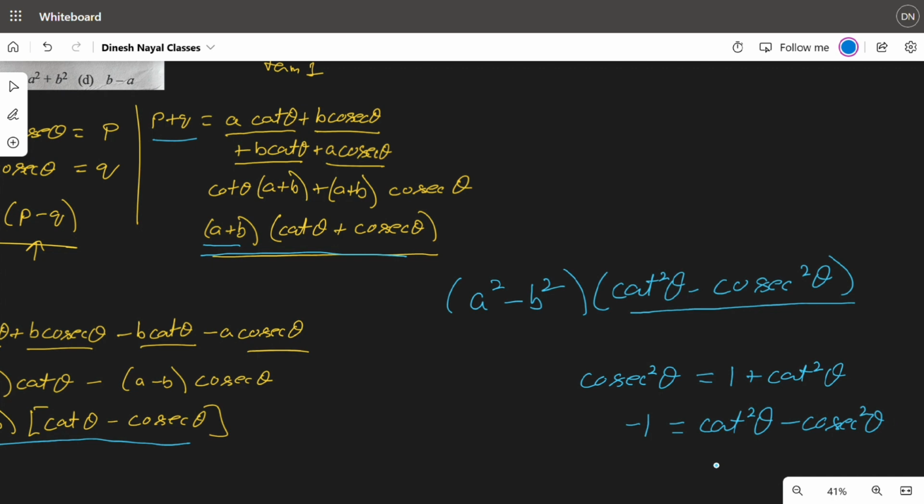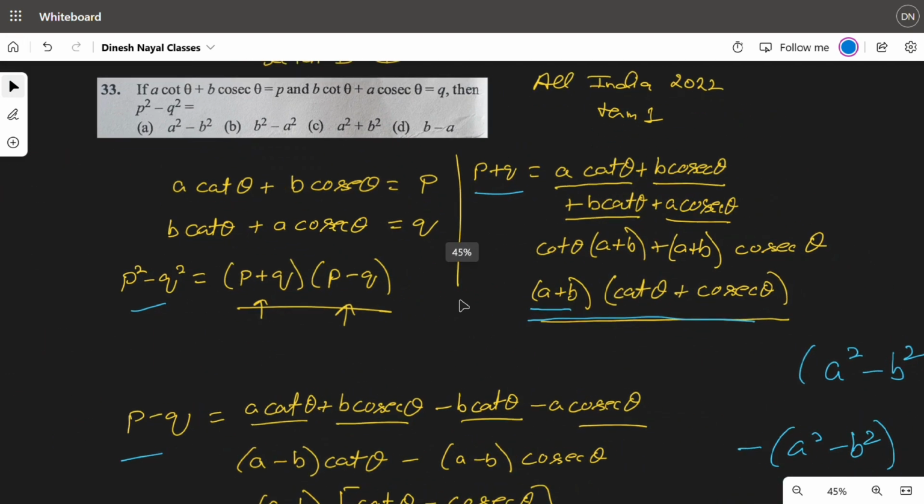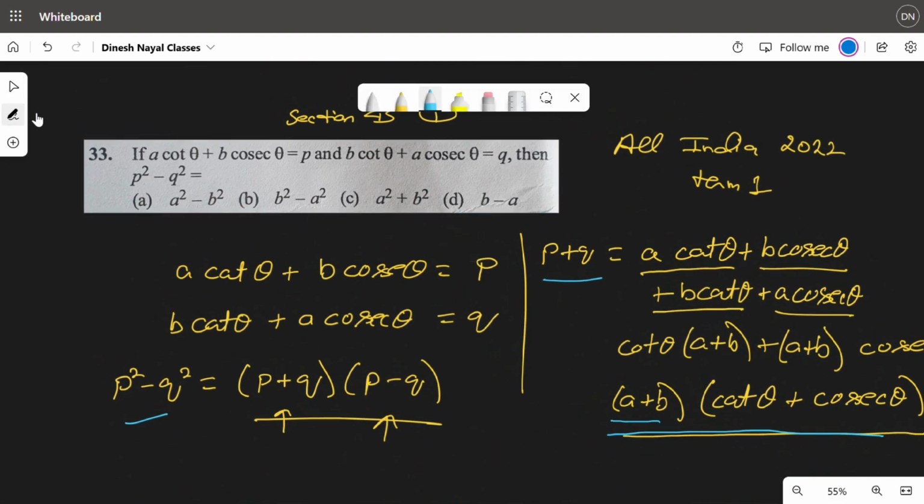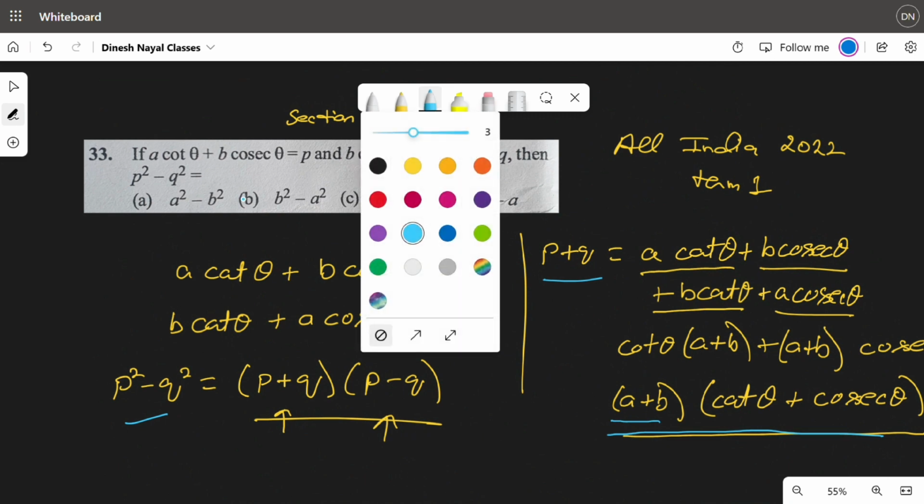So using the trigonometric identity, the value of cot square theta minus cosec square theta over here is minus 1. So you write this as minus 1. So this is minus a square minus b square. Now if you open the bracket, this will be minus a square plus b square, or you can write b square minus a square. Now if we see the options, our option b square minus a square is the correct option.